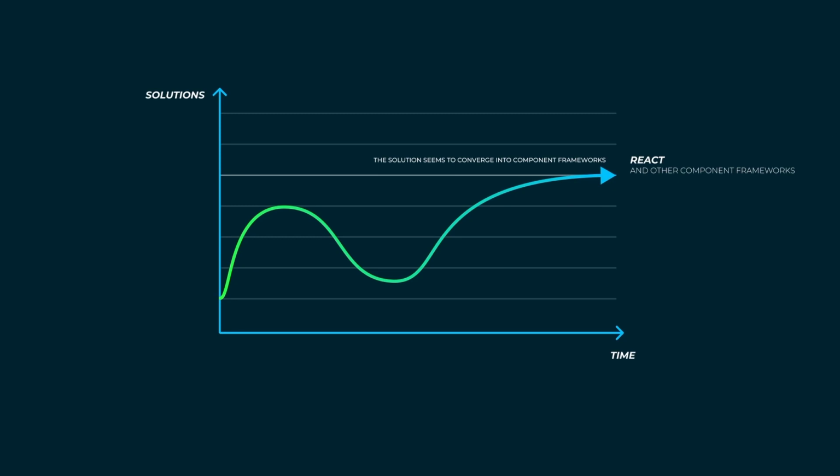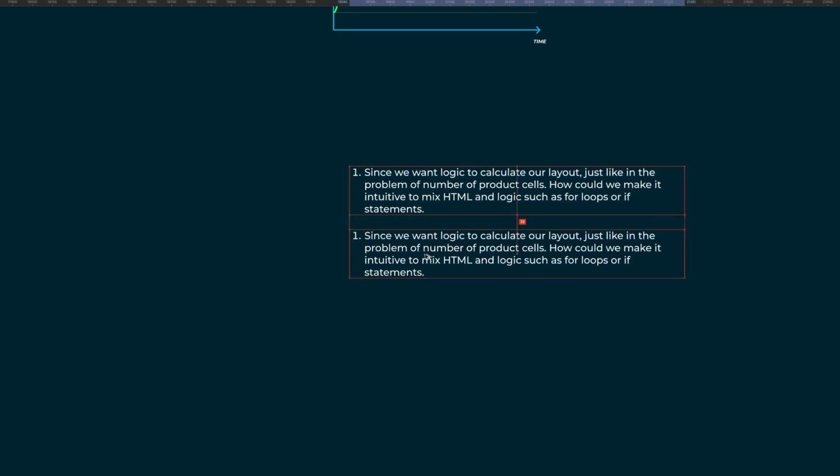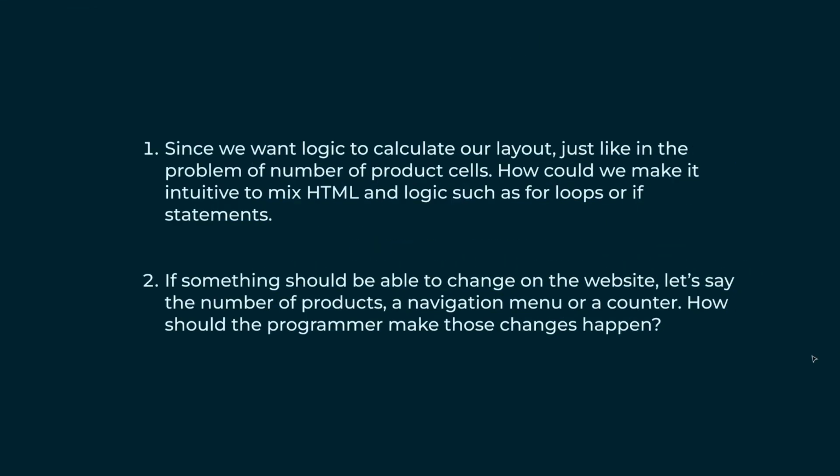However, when inventing an abstraction for reusability, two more questions were probably asked. Question 1. Since we want logic to calculate a layout, just like in the problem of number of product cells, how could we make it intuitive to mix HTML and logic, such as for loops or if statements? Question 2. If something should be able to change on the website, let's say the number of products, a navigation menu, or a counter, how should the programmer make those changes happen?